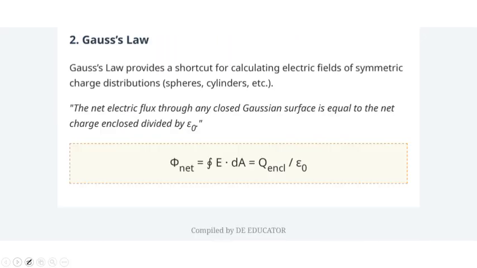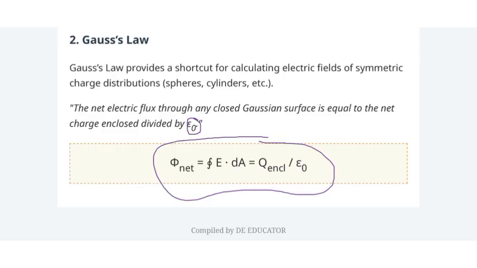Gauss law provides a shortcut for calculating electric fields of symmetric charge distributions, such as spheres, cylinders, etc. The net electric flux through any closed Gaussian surface is equal to the net charge enclosed divided by E0. You should remember what E0 is now, the permittivity of space. So this is the formula. Gauss law basically is just a shortcut for calculating electric field. You have your electric field, then your surface area, then the charge enclosed by the Gaussian surface, and E0, the permittivity of space.